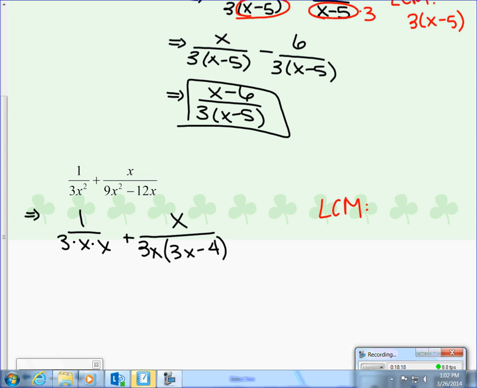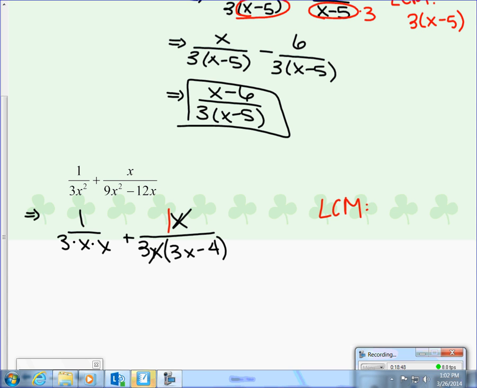So when we go through to find our least common multiple, Laura noticed that over here, we've got an x up top and an x in the bottom. So you can cancel those out right away. So you're just left with a 1 up top. If you didn't recognize that and you kept going, we're still going to get to the same place. Okay?